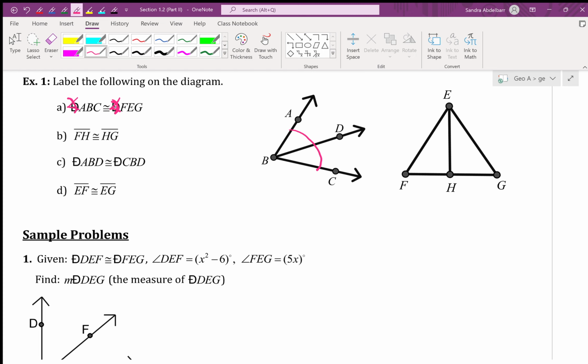And now I'm going to put the same identical marking on the other angle that it's congruent to. So it says angle FEG. Do we agree angle FEG is the big angle on top of the triangle? Yeah. So now I'm going to put the same mark, but now for angle FEG. And that shows us that those two angles are congruent.